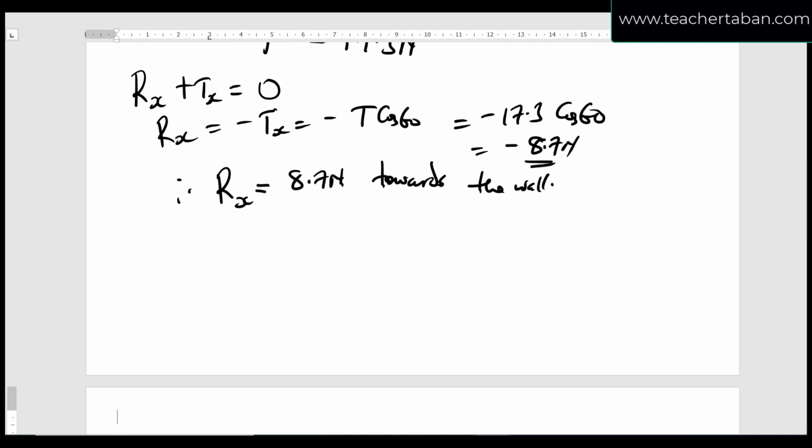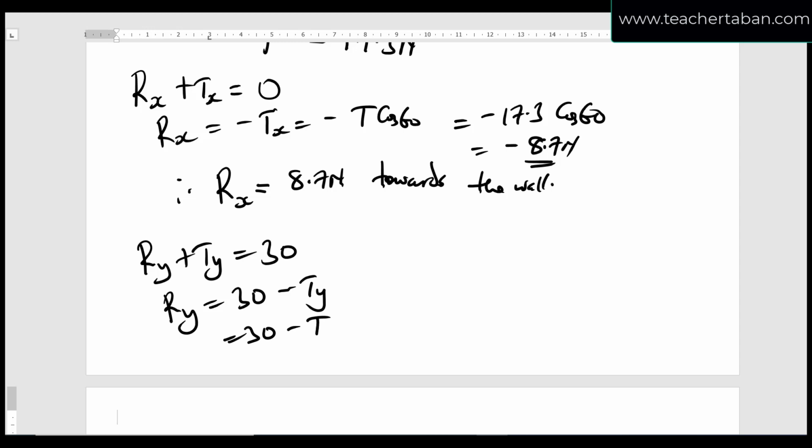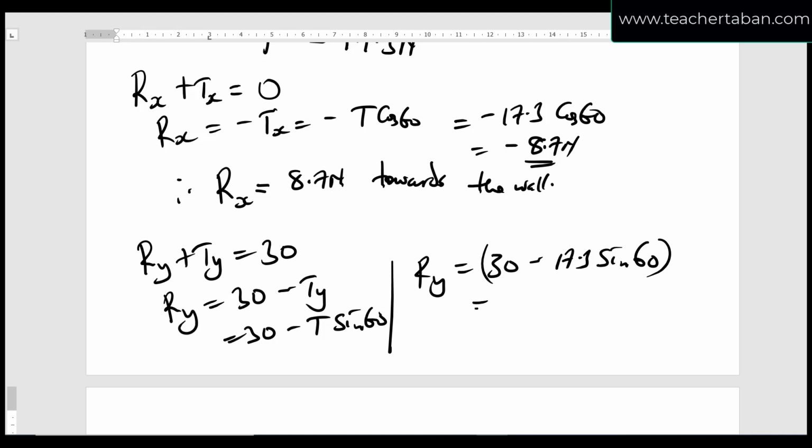Then Ry from equation 2, our Ry plus Ty was equal to the weight, which is 30 newtons, implying that our Ry is equal to 30 minus Ty, which is 30 minus T sine of 60, which is the same as 30 minus 17.3 sine of 60, and the end result is 15 newtons, a positive answer acting upwards. If you want the angle, it will be equal to tan inverse of Ry over Rx, and get that angle there.